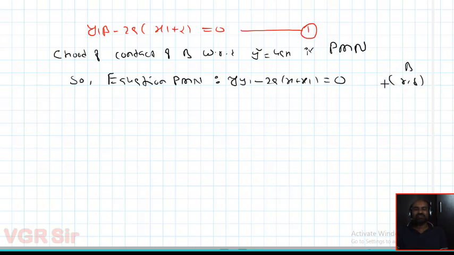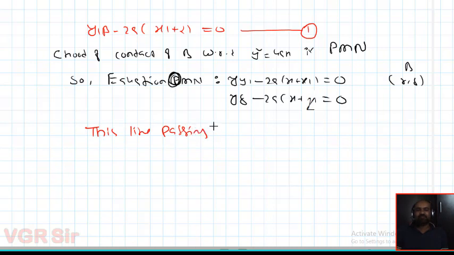B means gamma comma delta. What is the meaning of that? y delta minus 2a times (x plus gamma) equal to 0. Again, this line PMN is also passing through P only, no? I will write this line is passing through P(x1, y1). So instead of x I can write x1, instead of y I can write y1 now. That's why y1 delta minus 2a times (x1 plus gamma) equal to 0.